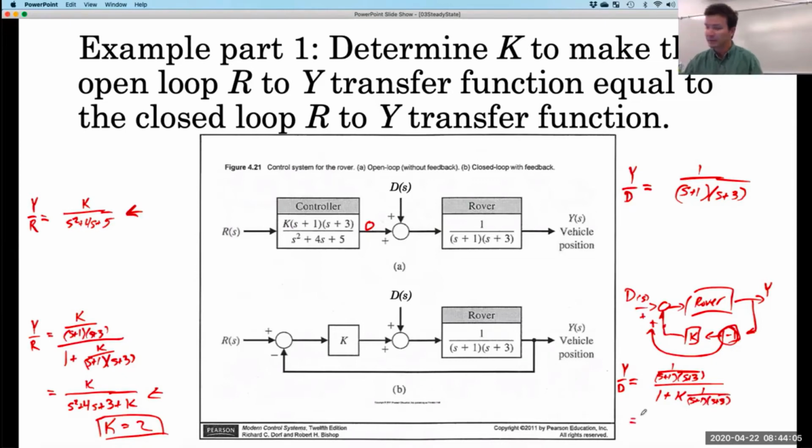Okay, if you simplify that, what do you get? You get 1 on s squared plus 4s plus 3 plus k. So these disturbance transfer functions we're going to handle in a couple minutes. Let's go on to the next slide where we're going to make use of these transfer functions.